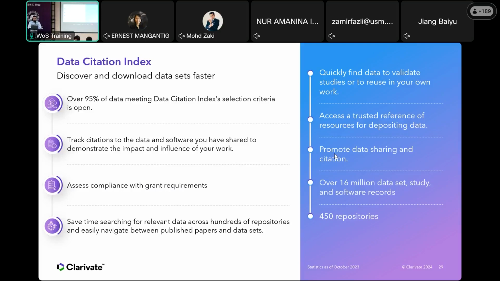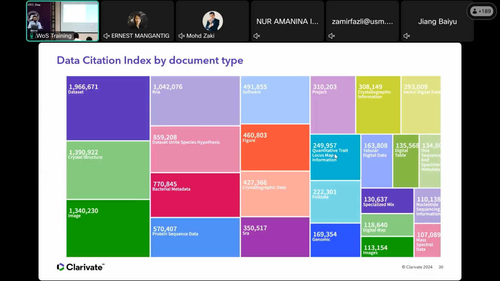The human genome is also there. There can be certain software, observations, statistics, etc. Here are just a few types of the data used in the Data Citation Index. A lot of them are data sets, but there are also crystal structures, crystallographic structures. It can be an image, RNA, software, even a folk tale or some genomic data. There are really a lot of them.